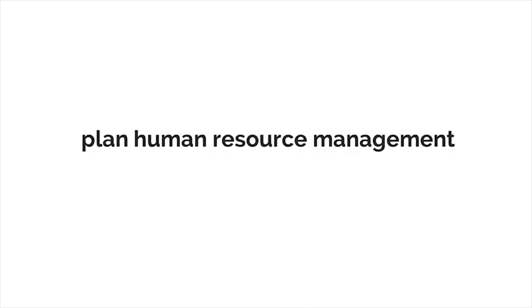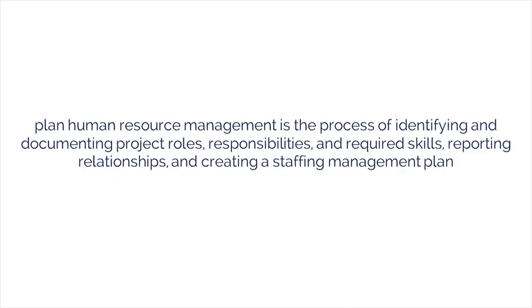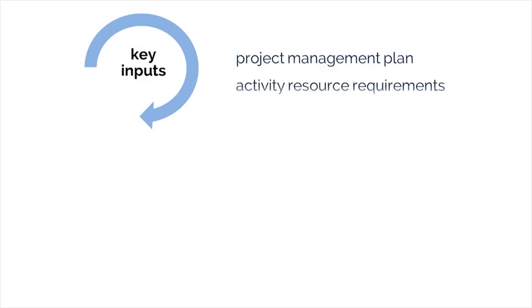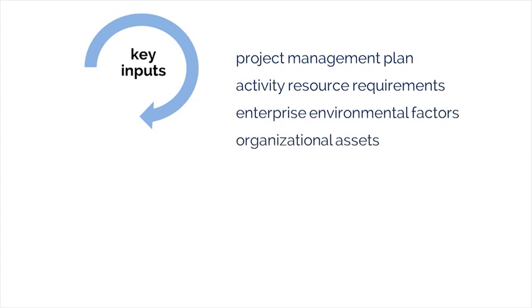Plan Human Resource Management is the process of identifying and documenting project roles, responsibilities, required skills, and reporting relationships, and creating a staffing management plan. The inputs for this process are the following: project management plan, activity resource requirements, enterprise environmental factors, and organizational process assets. Note that the activity resource requirements from the time management knowledge area are an input here and will provide you with the staffing requirements for the project.